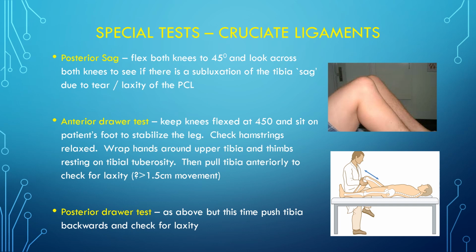The anterior draw test is where you keep the knees flexed at 45 degrees. You're going to sit on the patient's foot with their permission to stabilize the leg, check the hamstrings are relaxed, wrap your hands around the upper tibia with thumbs resting on the tibial tuberosity, and then draw the tibia anteriorly to check for laxity. If that movement is more than 1.5 centimeters, with little resistance in the movement, there may be some laxity or a tear of the anterior cruciate ligament.